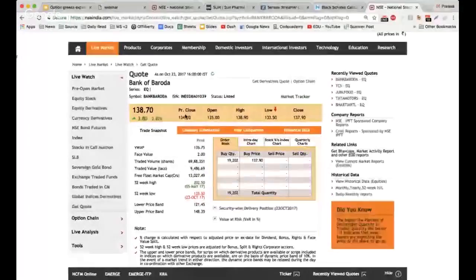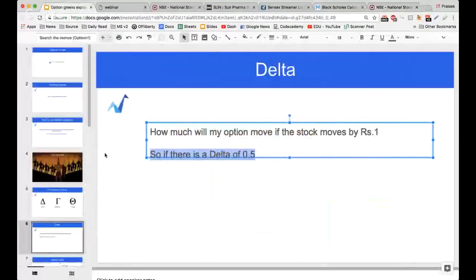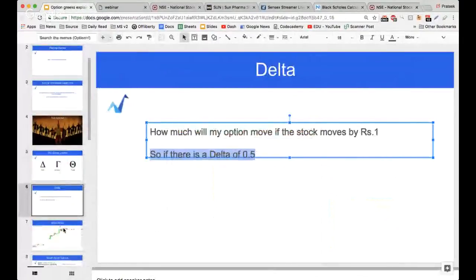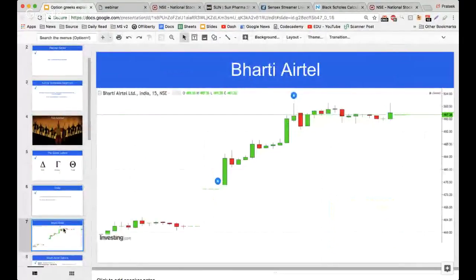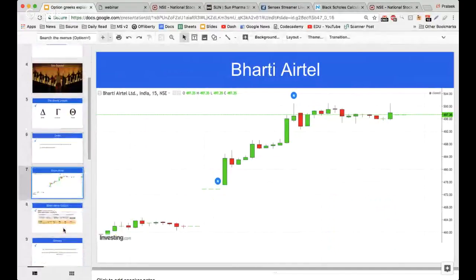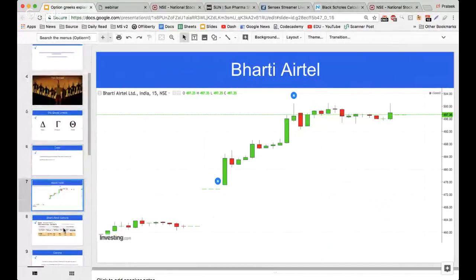To me, the most important out of all of this is Theta, but let's reach there in some time. Now, this is Bharti Airtel. So interesting and very nice. This is Bharti Airtel, which opened here and moved all the way, closed here. It gained a lot, right? Do you think Bharti Airtel is up? Bharti Airtel is up for sure, right?